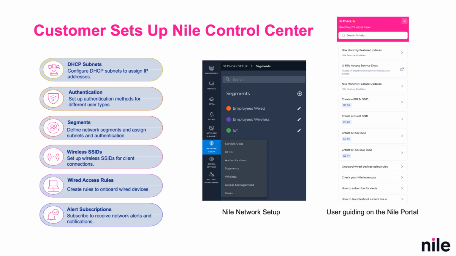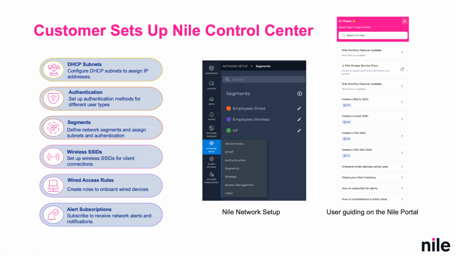Now let's talk about segments. A segment in the Nile Control Center is a profile that groups a set of users and their associated devices, similar to VLANs in traditional networking, but more flexible. Segments can span across multiple locations and are tied to both a DHCP scope and an authentication method. This ensures consistent policy enforcement across all connected devices.